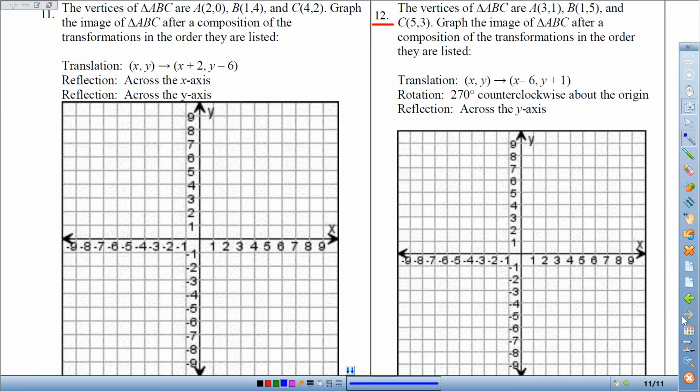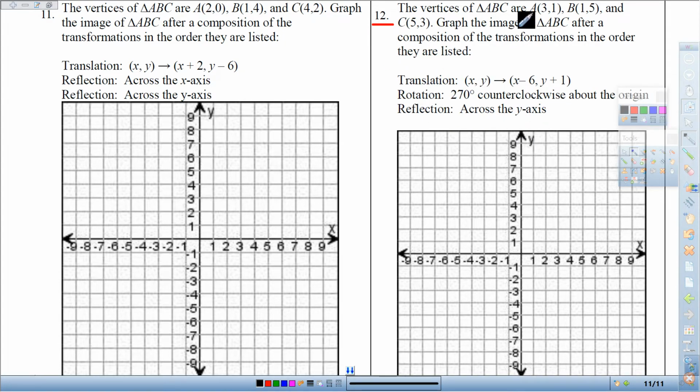Okay, the last one I want to get you started on is number 12. These are the compositions of transformations, just asking us to do multiple things on the graph. I'm going to get you going on 12. I'm not going to do the whole thing, but I just want to make a point.